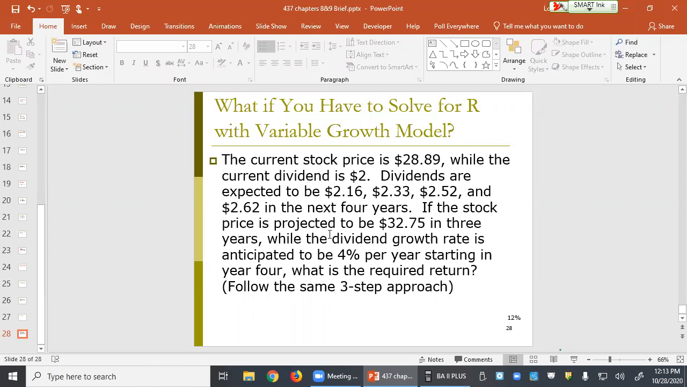So this is our current stock price, so this is our P0, right? That's also known as the net present value. While the current dividend is $2, that means this is our D0. Dividends are expected to be $2.16, so that's our D1. Let me save the space, so I have space for calculation later. Let me move this here.